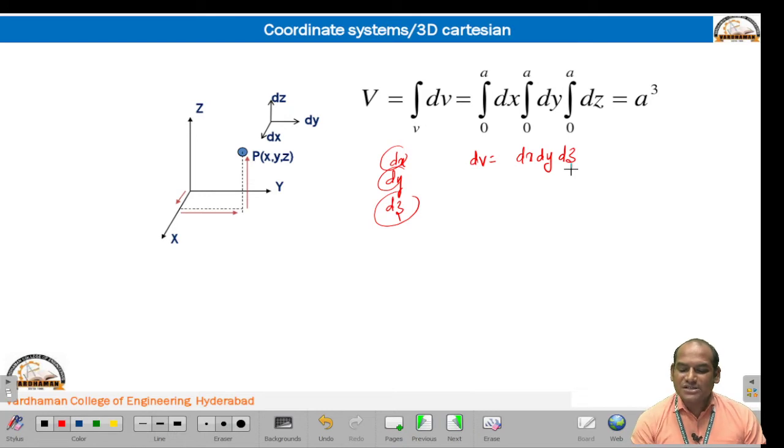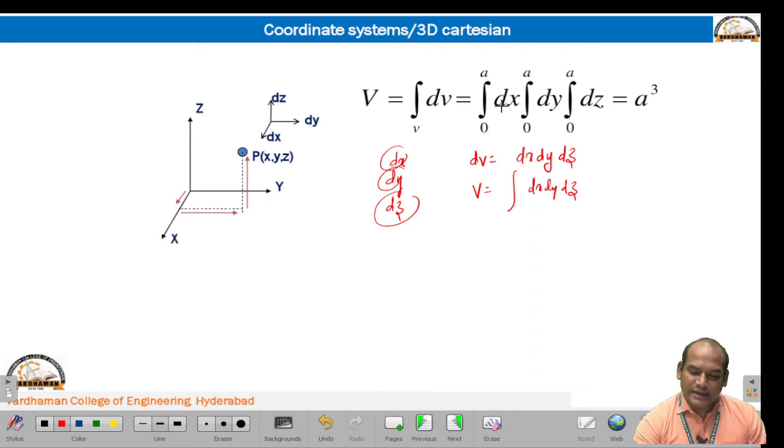If it is given how much distance you have moved in the x direction, in the y direction, in the z direction, then you can get total volume also by integrating this particular thing. So that is what here we are seeing. So total V is equal to integral dx, dy, dz. They have given that x value is changing from 0 to a, y value is changing from 0 to a, and z value is changing from 0 to a. It is a volume integral.